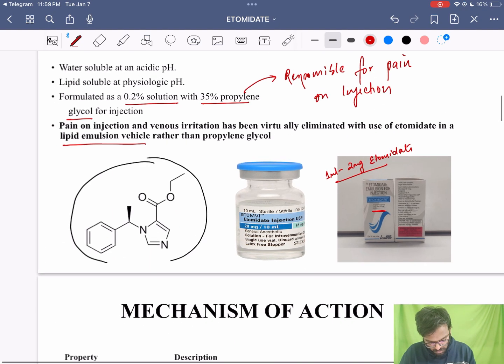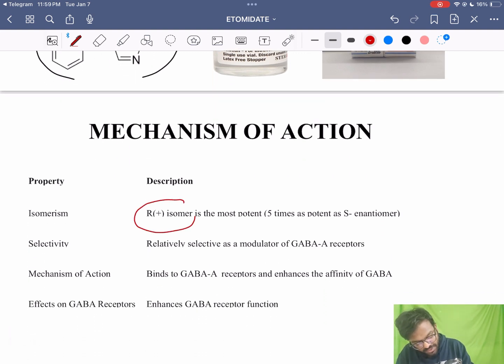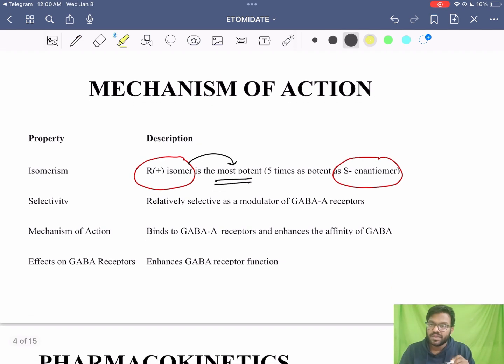Moving on, the mechanism of action. It has two isomers, the R isomer and the S isomer. The R isomer is definitely the most potent. The mechanism of action is that ETOMIDATE binds to GABA A receptors. And what does it do after that? It increases the affinity of GABA to the receptor. GABA is an inhibitory neurotransmitter, and ETOMIDATE increases its affinity on the GABA A receptor.